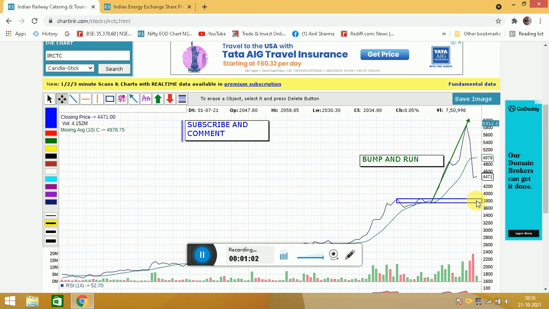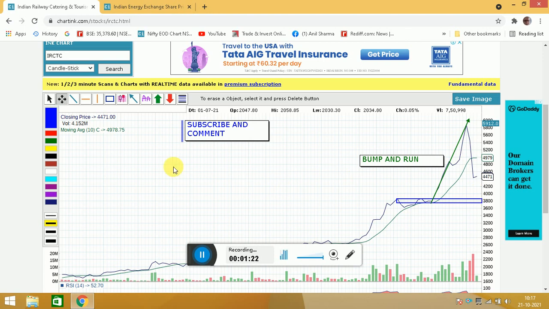So you can very conveniently see, friends, that IRCTC is likely to touch around the 3,800 to 4,000 range. So please don't be in a hurry to buy the stock. Quite likely that in the process you may lose some money also.